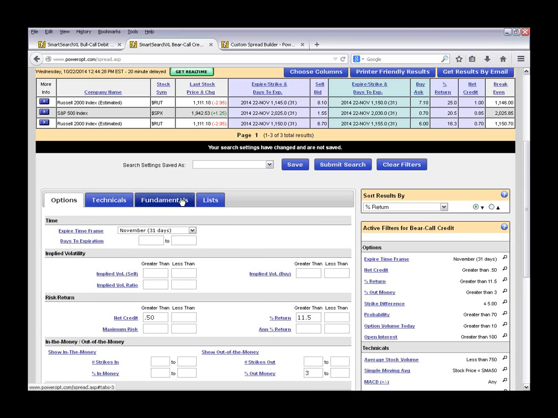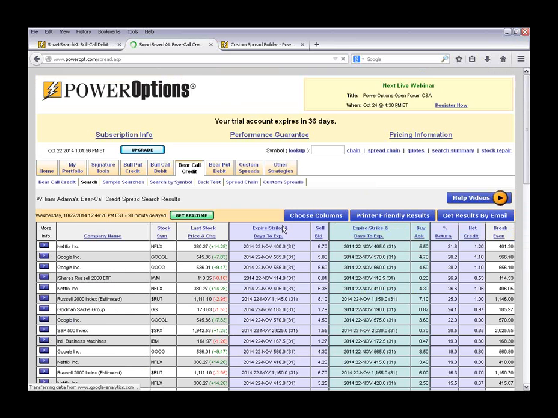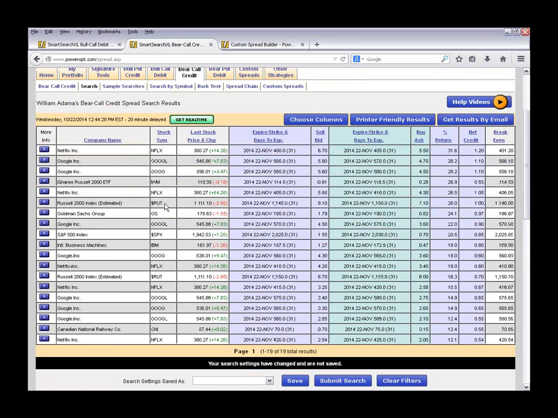So one of the things, let's go ahead back into fundamentals here. Let me just take out the average stock volume requirement, see what we get. Let's open this up. There we go. See, now we've got some more in there. But the stocks that were trading with less than 750,000 shares apparently didn't match our probability and our return. So when you start to create a search and you have a limited number of results, remember to start opening it up more. But if you have too many results, you're going to want to increase maybe the net credit or the probability to continue to lower your results to a nice, manageable list.